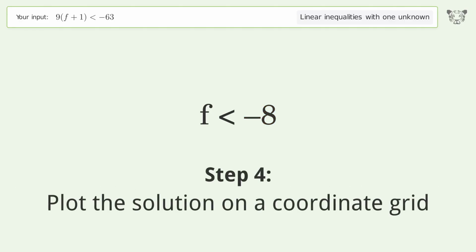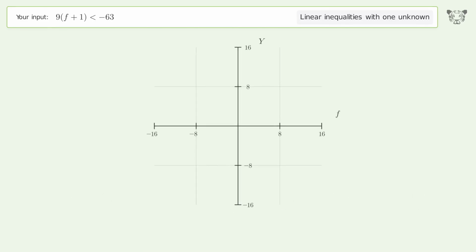Plot the solution on a coordinate grid. And so the final result is f smaller than -8.